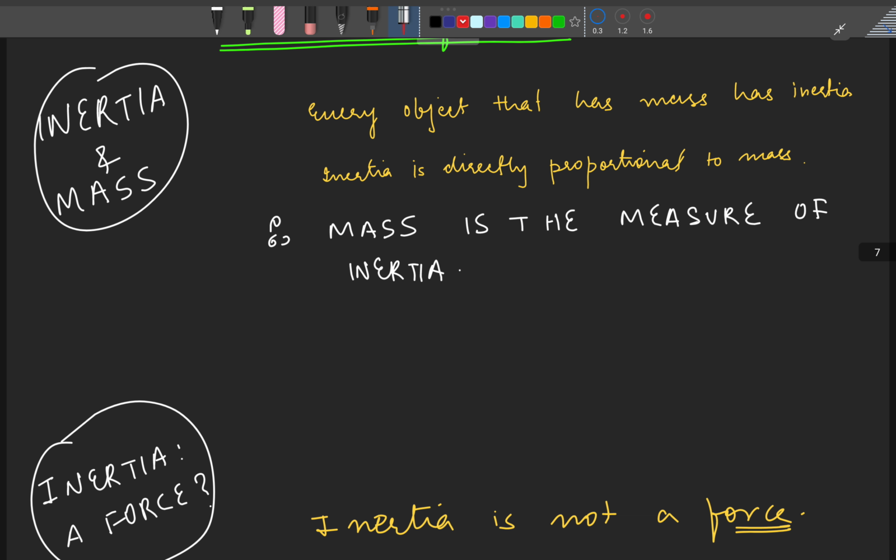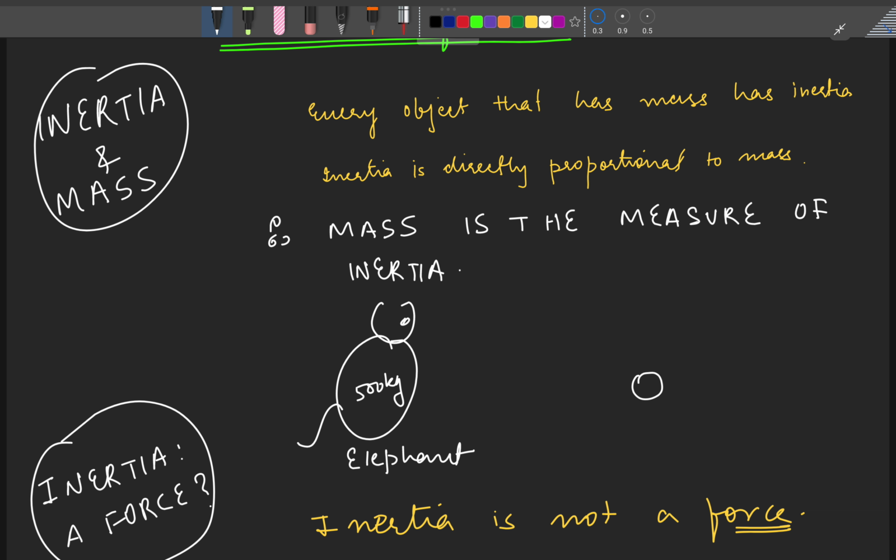What does that mean? That means, let's assume this is an elephant. You have an elephant here of 500 kgs. And right next to it, you have a tennis ball of say 2 kgs. Both are lying on the ground. Both are at rest, both of them have mass, so both of them have inertia. So if they are at rest, both of them will continue to be at rest like we discussed, right?